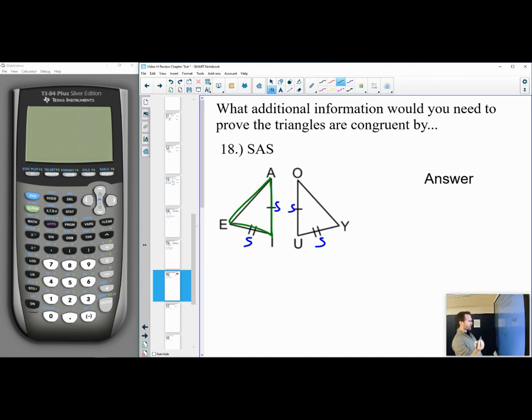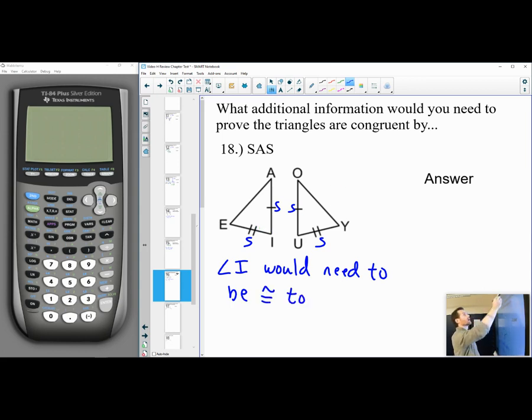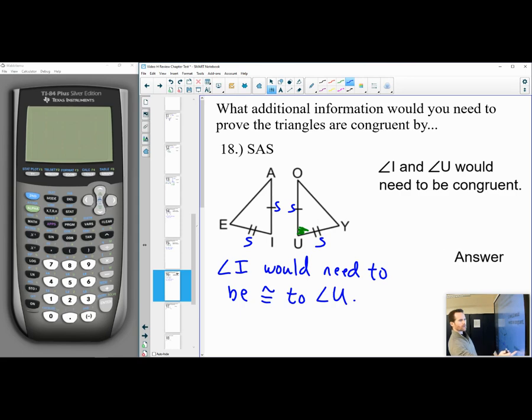In this triangle, that's the one I'm focused on. The angle that's in between the two sides would be angle I. So this angle, which means we would say angle I would need to be congruent to, let's check the other one. In this triangle, the angle that's in between the sides would be angle U. So we would say congruent to angle U. Check the answer. It didn't work nicely, but whatever. Angle I and angle U would need to be congruent. Very good.